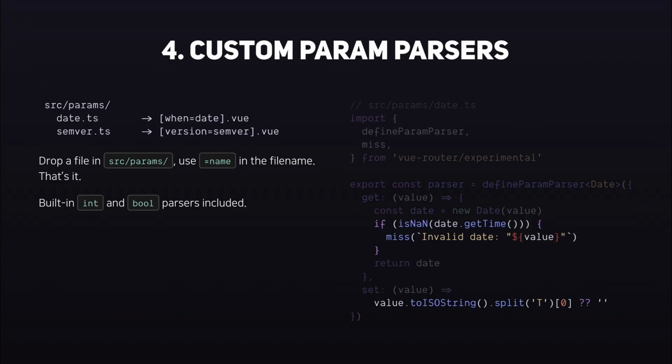And the validation will happen in the getter anyway, because in order to normalize params, we need to run both the setter and the getter. So you can write the normalization, the parsing and the validation only in the getter, which is also nice.